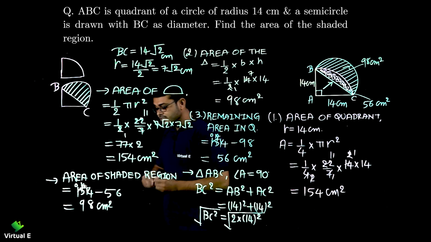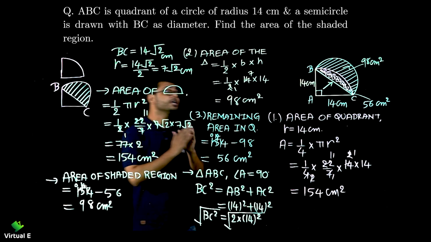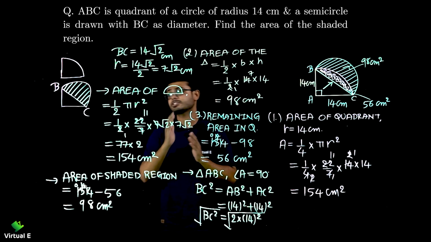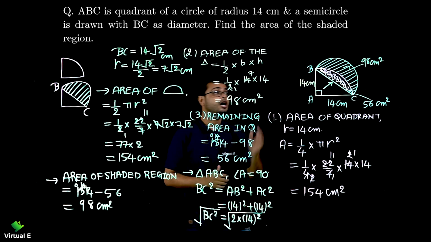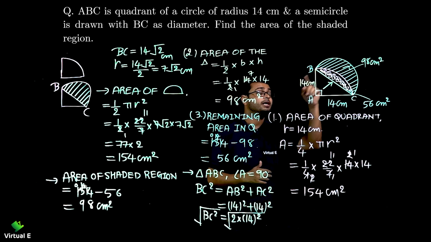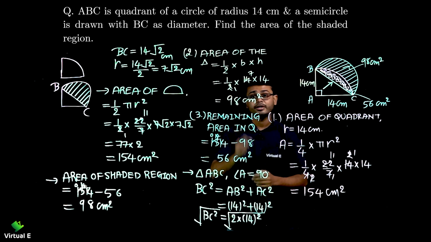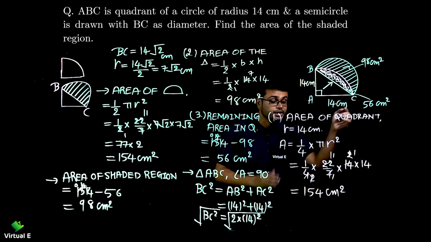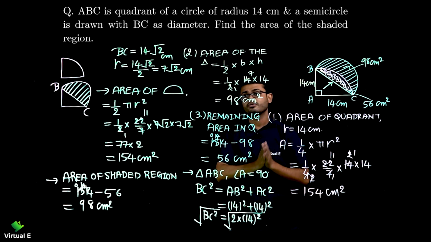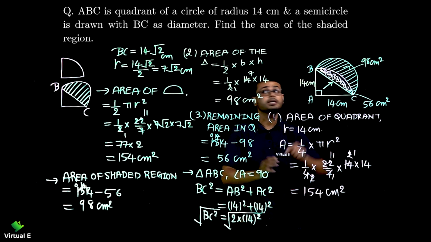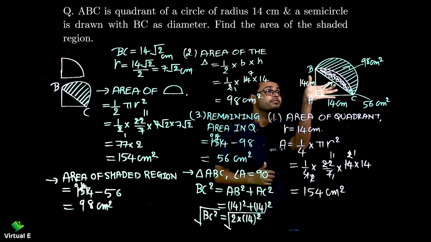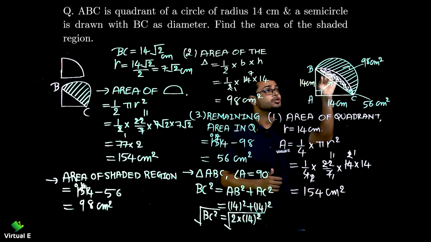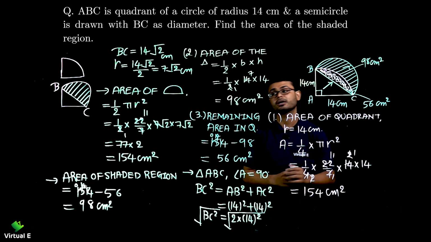Remember, this sum looks very simple, but you need to have a proper idea. Let's recall the steps. First of all, identify the shapes. How many shapes are there? That is a triangle, there is a quadrant, there is a semicircle. So what did I do? First I find the area of the quadrant. Yes, we get it, 154. Then the area of the triangle, that is 98 centimeter square. Subtract the area of the triangle from the quadrant. So you will get the area of this remaining part.